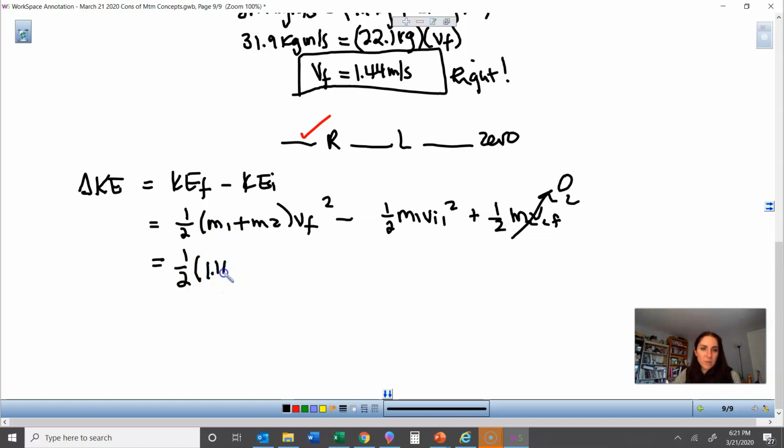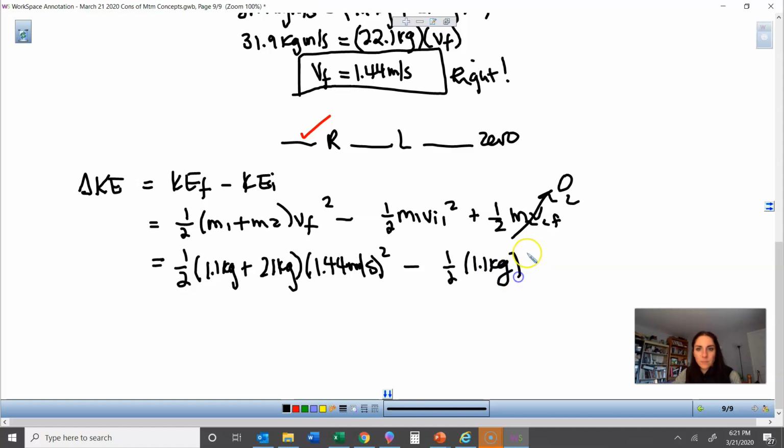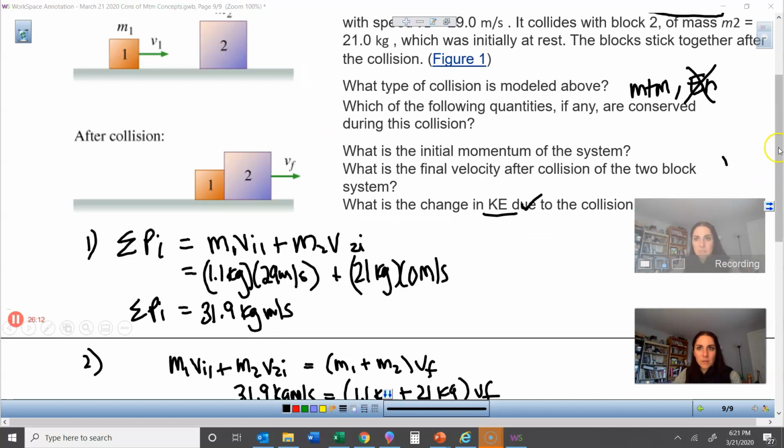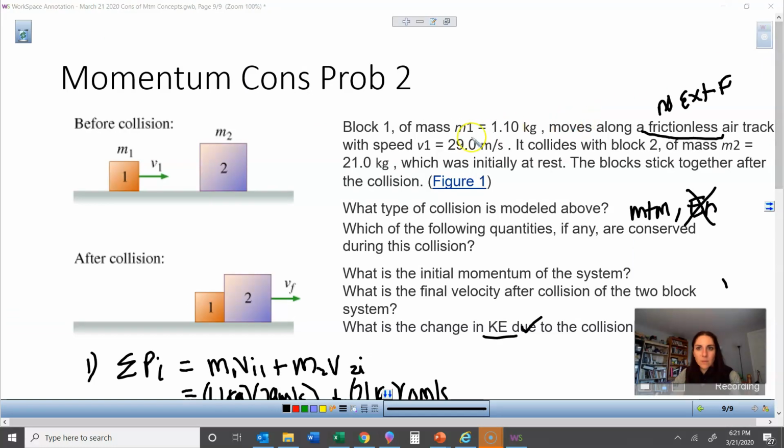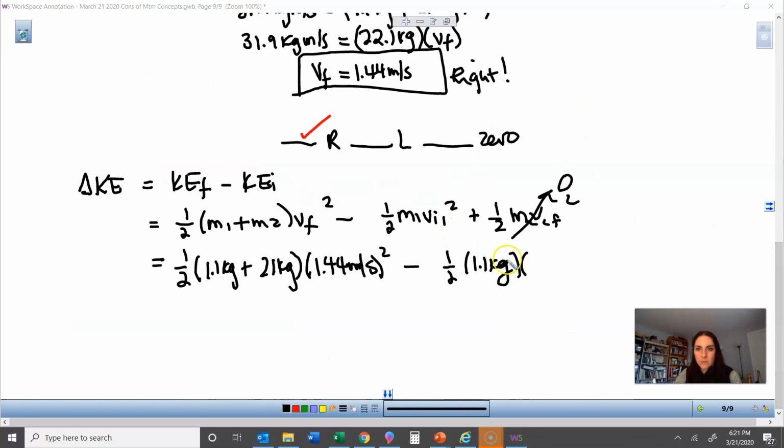Mass 1 was 1.1 kilogram plus 21 kilograms times my answer from part 1 here, minus, and what was its initial? It was like 29, right? Its initial was 29. Yeah, it's going real fast. Yeah, this is going to see a large energy loss, I could tell, because this number is just humongous and it's squared versus that tiny number, right?